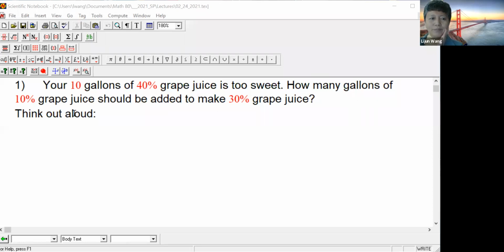Now, we are working on these mixture problems. Do you guys have any questions about the homework that we assigned to you on Alpha 2 on the investment problems?